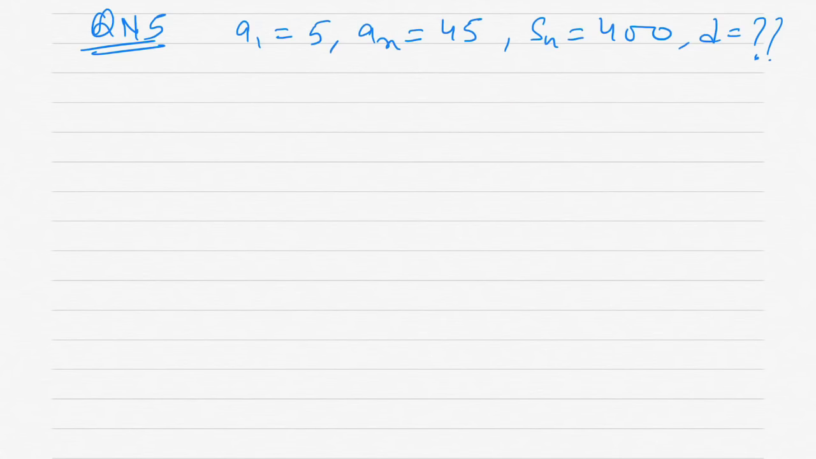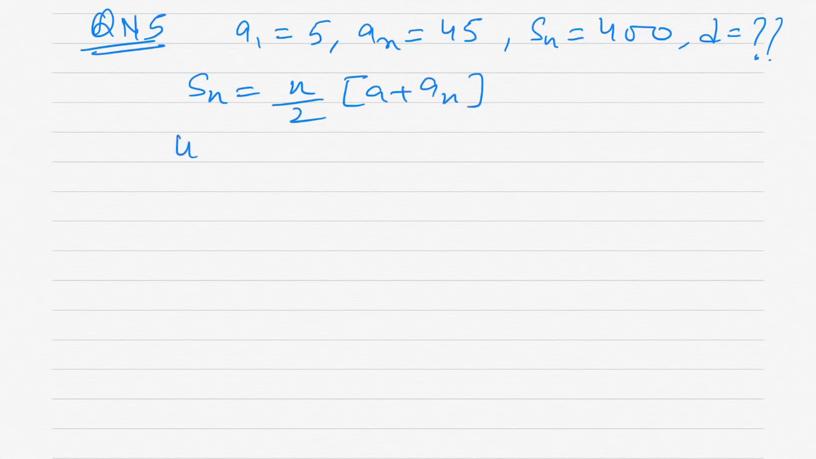Question number 5: a1 is 5, an is 45, Sn is 400 and we have to calculate the common difference. Even n is missing. We don't know the number of terms here. So let us start with the formula for Sn. Sn is equal to n by 2 into a plus an. Why am I using this formula? Because I know a, I know an and I know Sn. So I can calculate the value of n.